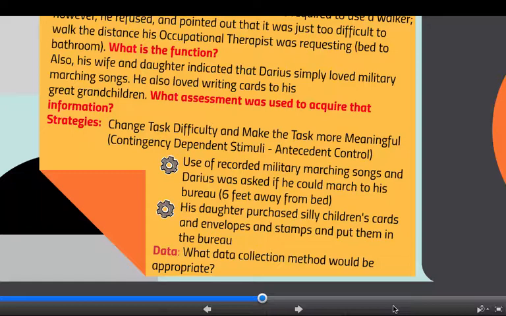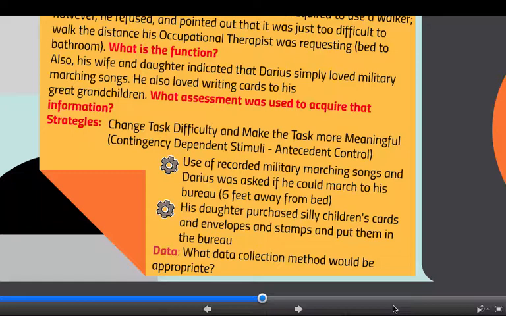And as a result of that, we progressively had him marching and moving for greater and greater lengths of, well, greater durations, but also greater distances as well. And Darius did quite well. He ultimately ended up not having to use the walker, and he returned home after a period of time. And this was one of the interventions that we used in order to achieve that very important, socially significant outcome.